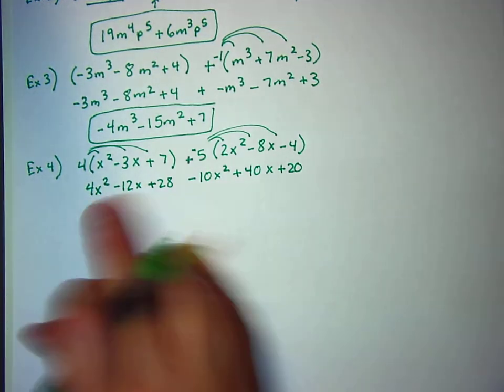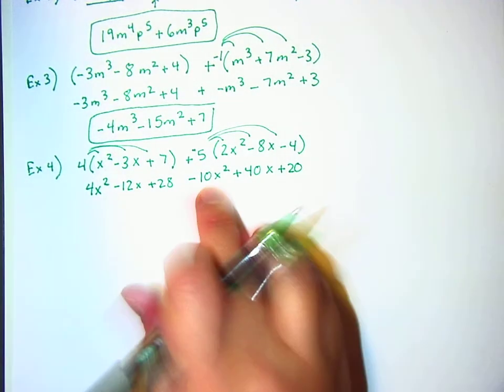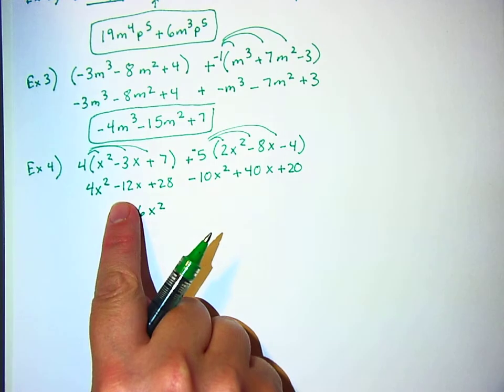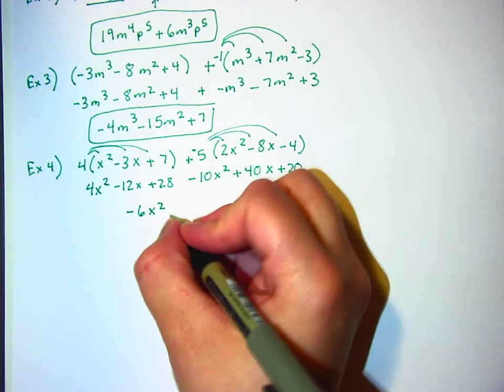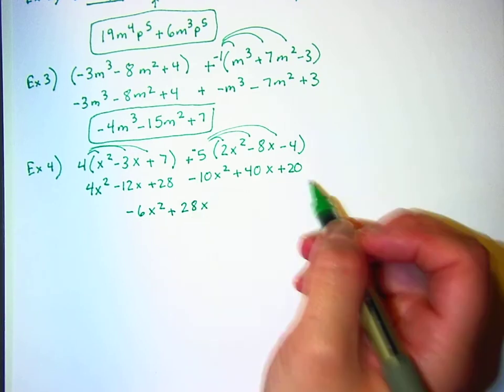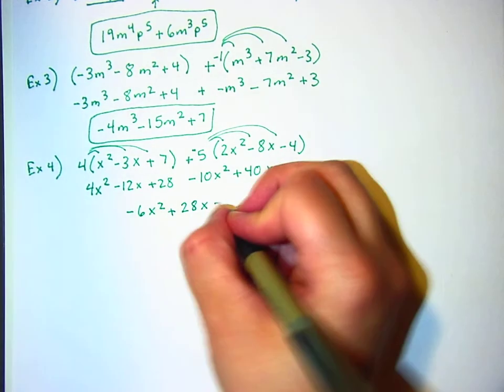All right, so 4x squared minus 10x squared is negative 6x squared. Negative 12 and positive 40 is positive 28x, and then positive 28 and positive 20 is 48.